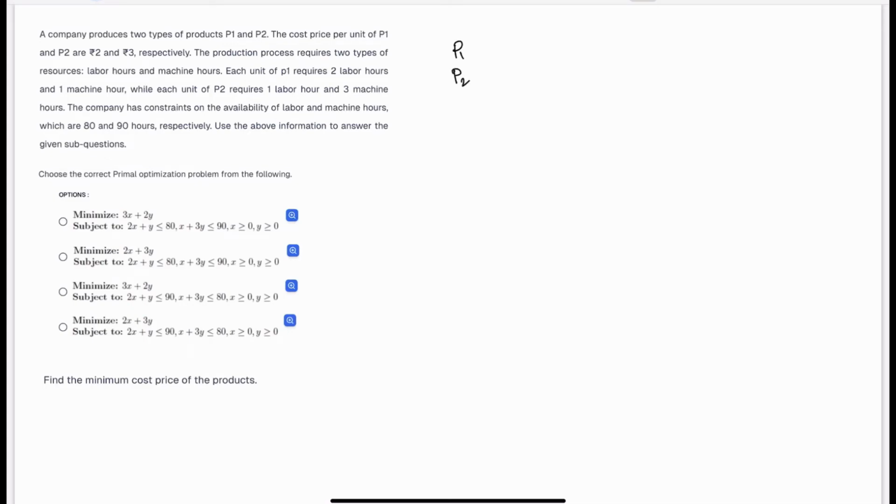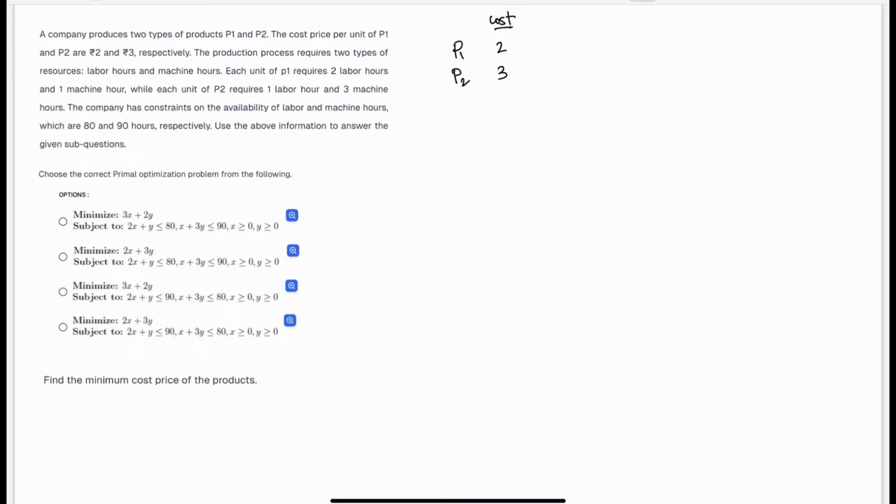Alright, so here we have two products, P1 and P2, and the cost of these two products are given by 2 rupees and 3 rupees respectively. Now the question says that the production process requires two types of resources, labor hours and machine hours. So labor hours correspond to the people working, and machine hours correspond to the machines running. Okay, so whenever you have resources, that means there will be some constraints, because resources are always limited, right? We do not have unlimited resources.